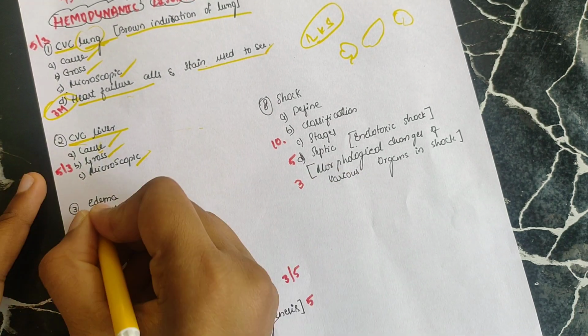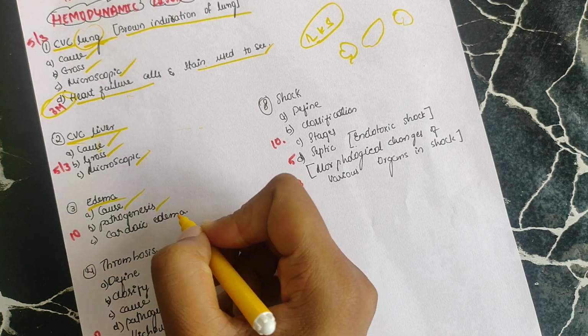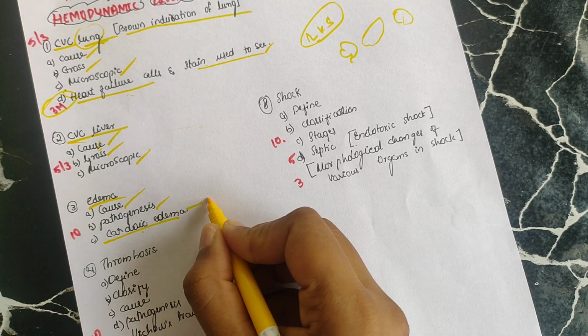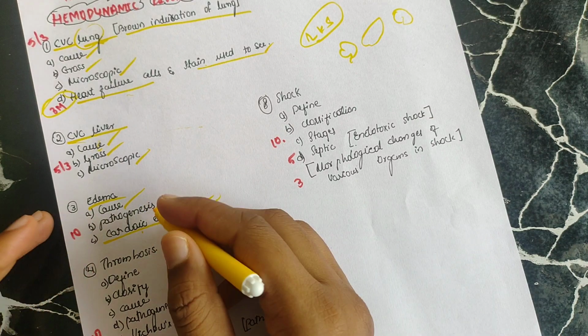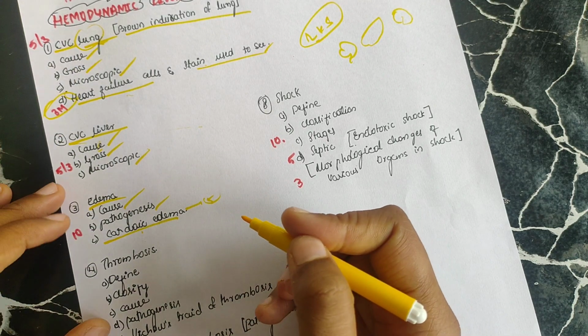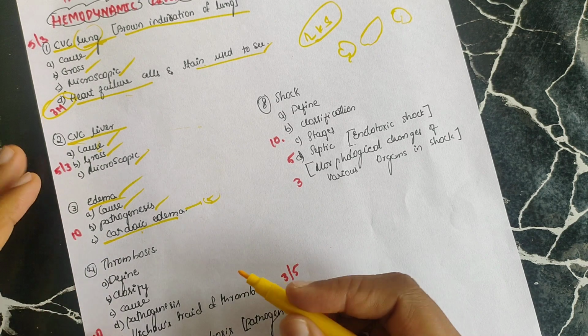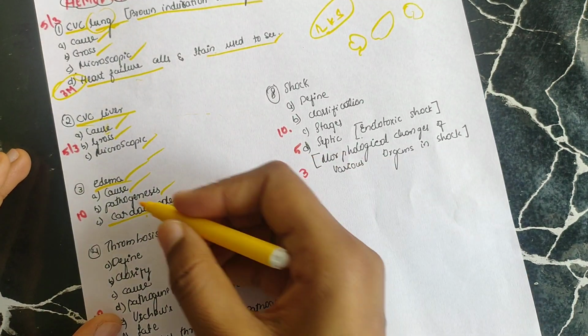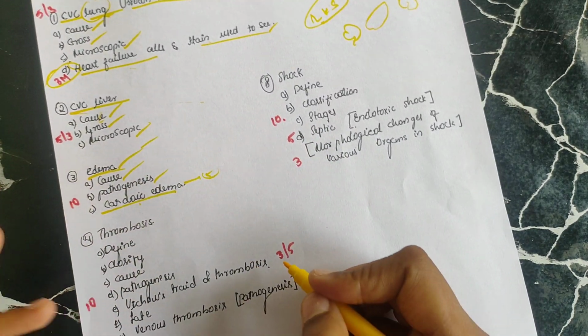And edema is an important question for a 10-mark question. They'll ask causes, pathogenesis and cardiac edema. They may ask cardiac edema separately, or they may ask here only. And types also they'll ask. In the subquestion only, they may ask what is the difference between transudate and exudate, that is edema fluid, where there are 2 types of edema fluid, transudate and exudate. They may ask that question for 5 marks, or else in the edema entirely, the pathogenesis, causes and all this, they'll ask for 10 marks.